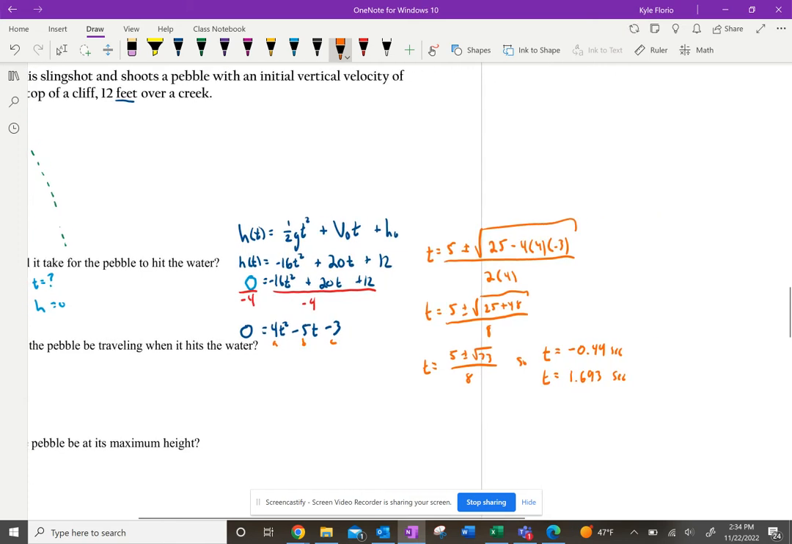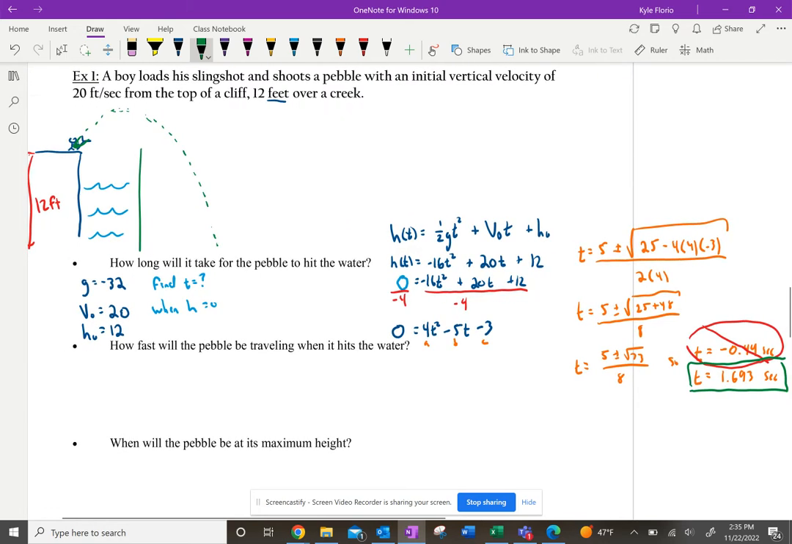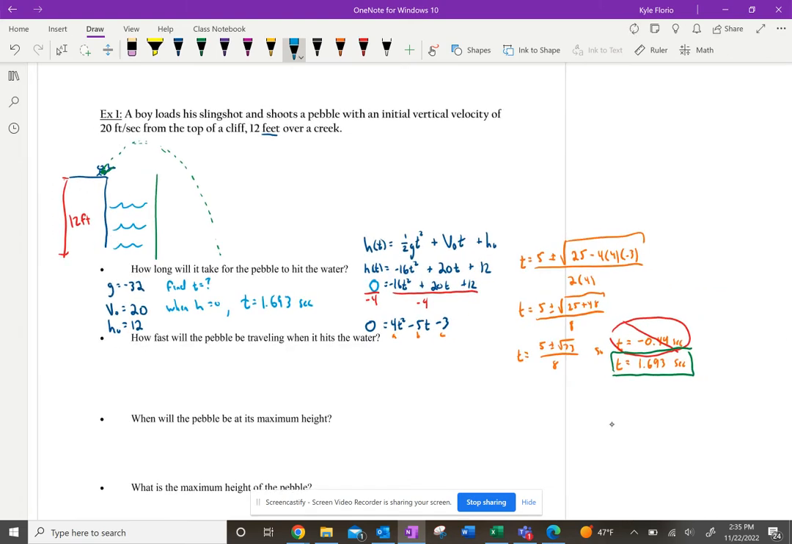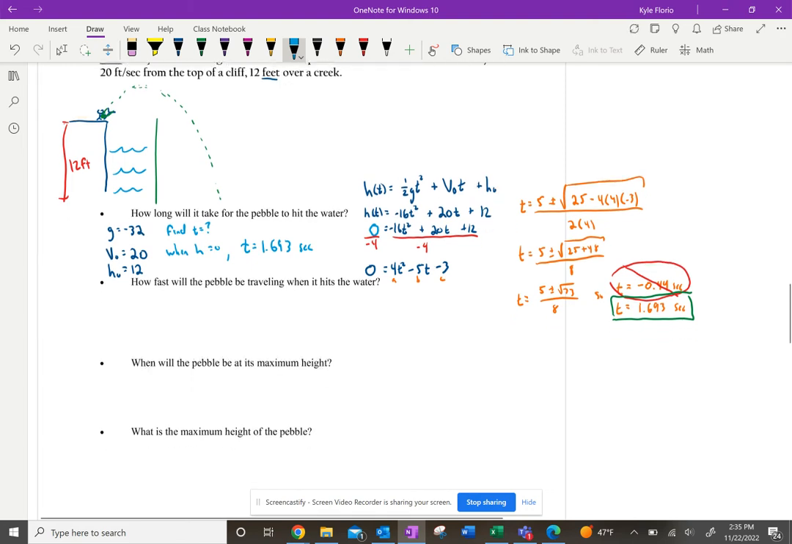So what is the answer to the question? How long will it take the pebble to hit the water? It's one of these, and it can't be the first one because you can't have negative time. So that means the right answer is this one right here. So find t when h equals 0, so t equals 1.693 seconds. So the pebble is shot up into the air, hits the ground at 1.693 seconds.